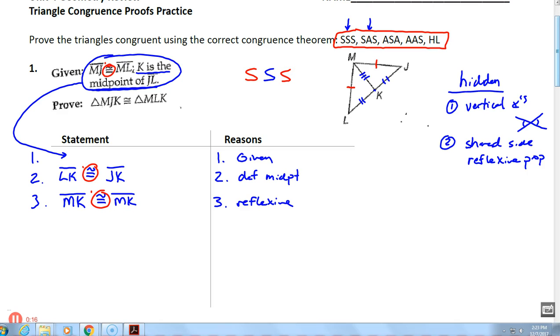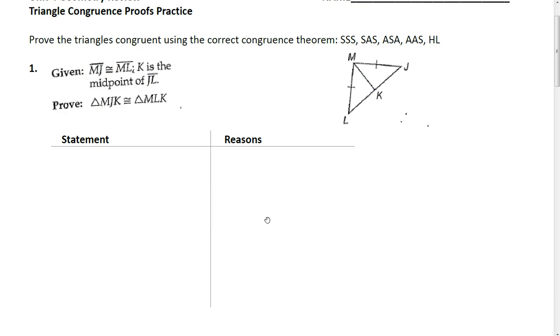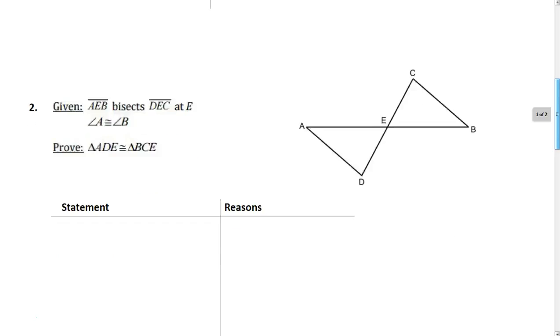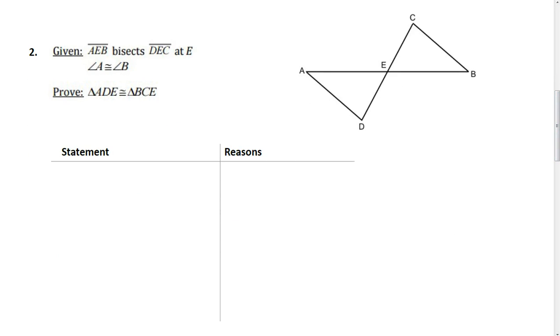So I think it's safe to say I can now give this proof statement as my last step. Step 4, triangle MJK is congruent to triangle MLK. And that would be the side-side-side triangle congruence theorem. So pretty straightforward on that first one. Let's move ahead and check out number 2. I'll move a little bit quicker maybe through this one here.